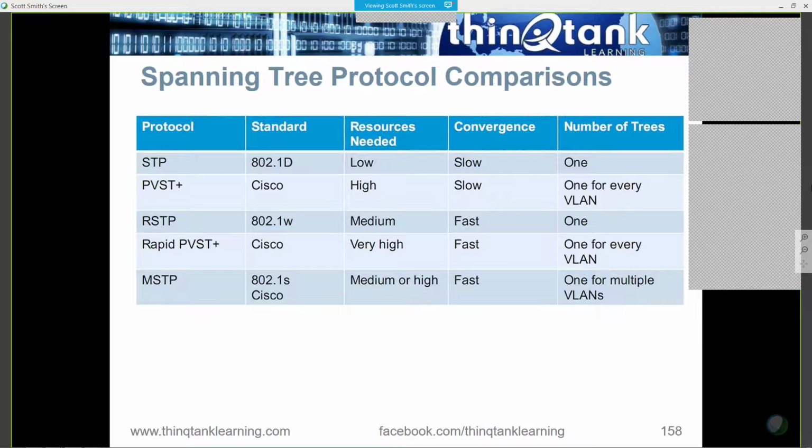In general, not specifically, but in general, to get rid of the loops, right? That's the ultimate goal of spanning tree. Spanning tree is not there to decide how traffic is supposed to flow through the network. How traffic flows through a spanning tree network is a side effect of the spanning tree process.